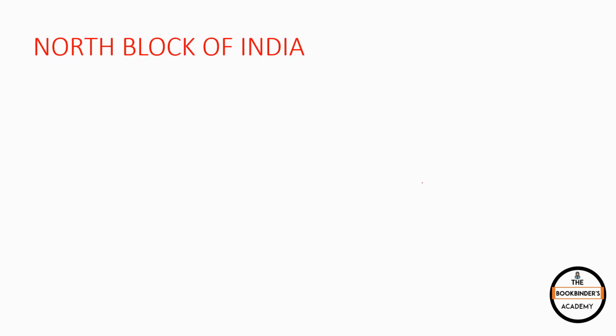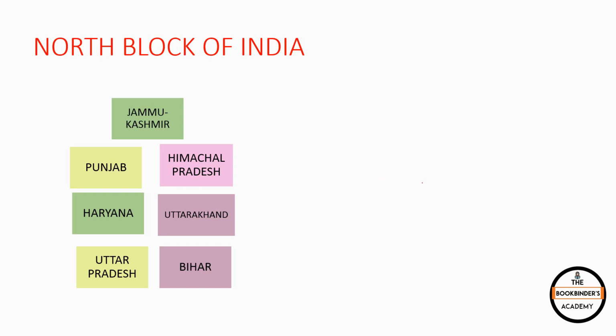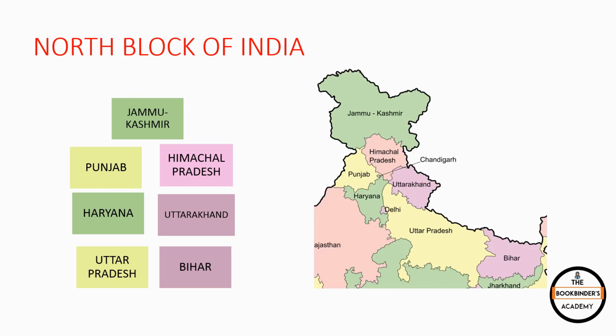So now let's start with focusing on the northern block of India. So here we have the northern block of India. The northern block of India consists of 7 states, that is Jammu and Kashmir, Punjab, Himachal Pradesh, Haryana, Uttarakhand, Uttar Pradesh and Bihar. So let me also show you the map of the northern block of India. Now, in this particular slide, what we are going to learn is the map locations.